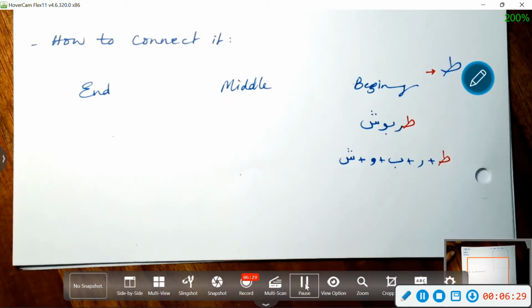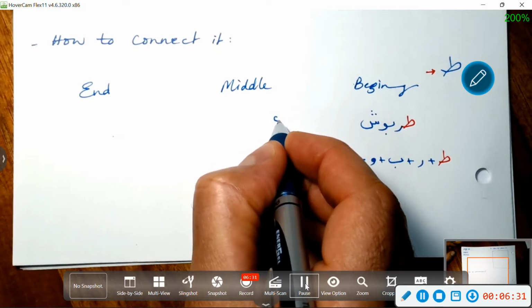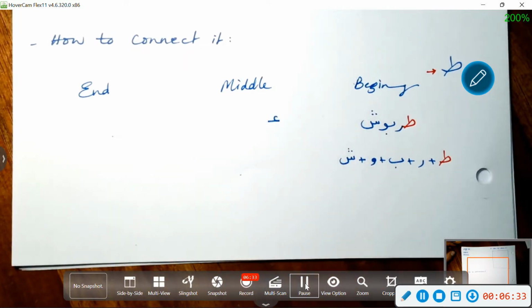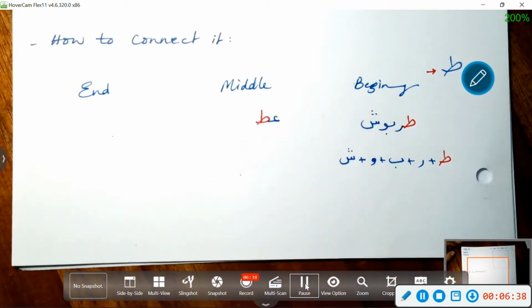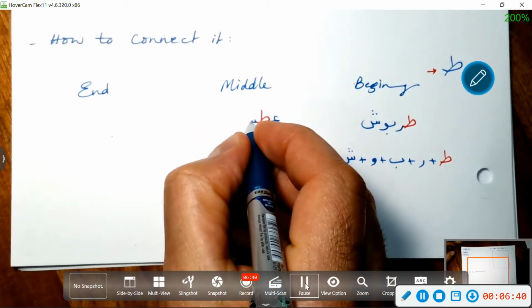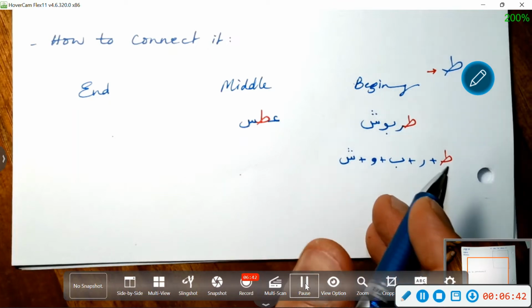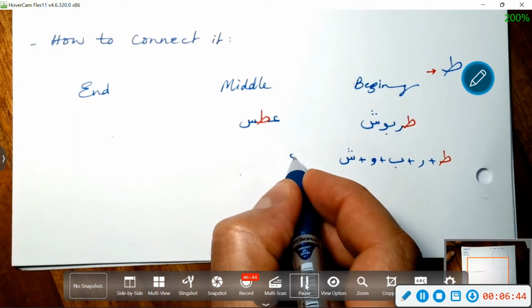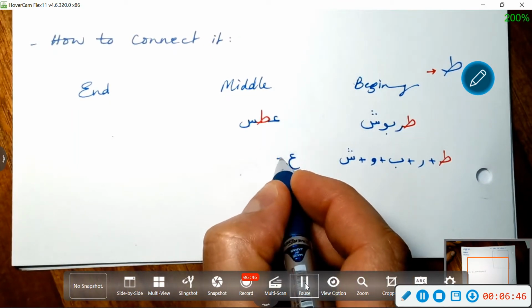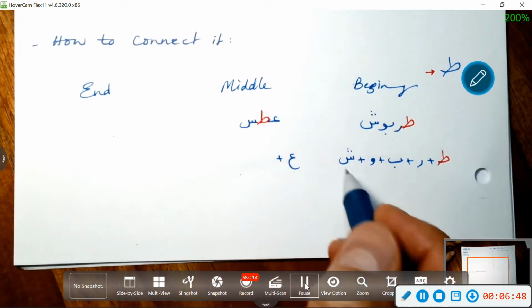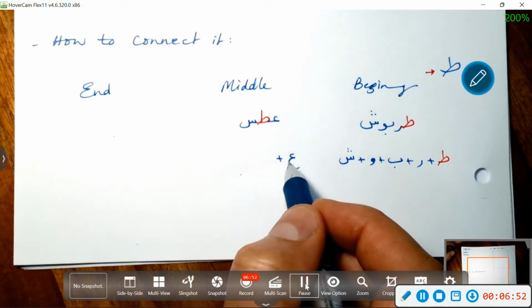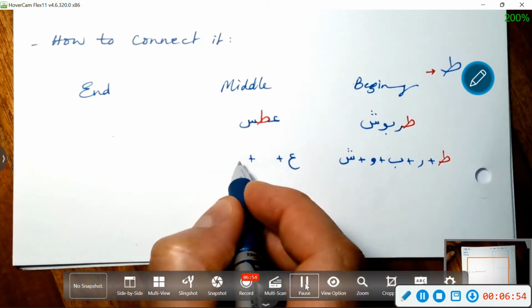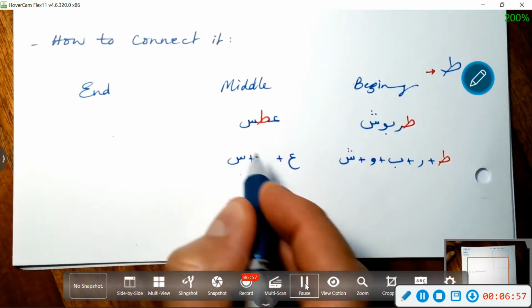At the middle, عطس. You have عين, and as we said before, like every other letter that has a tail, when you connect it, they lose the tail. Ta and sin, عطس.